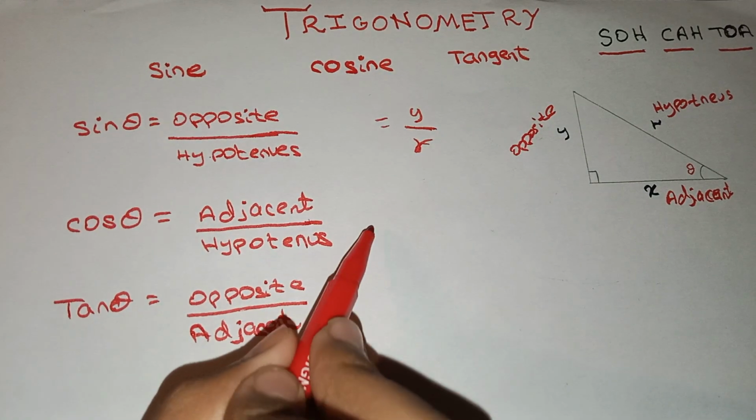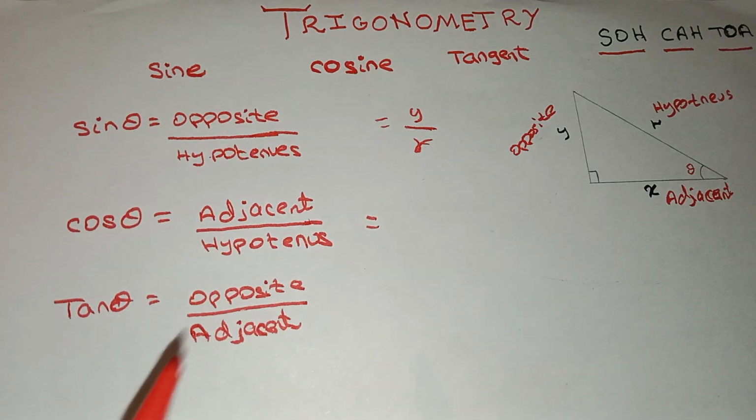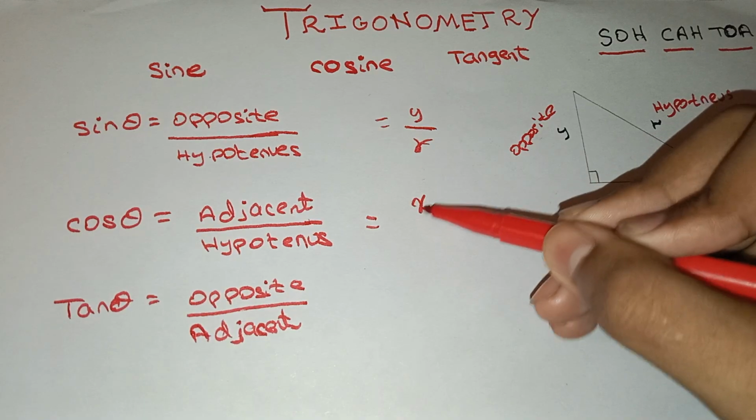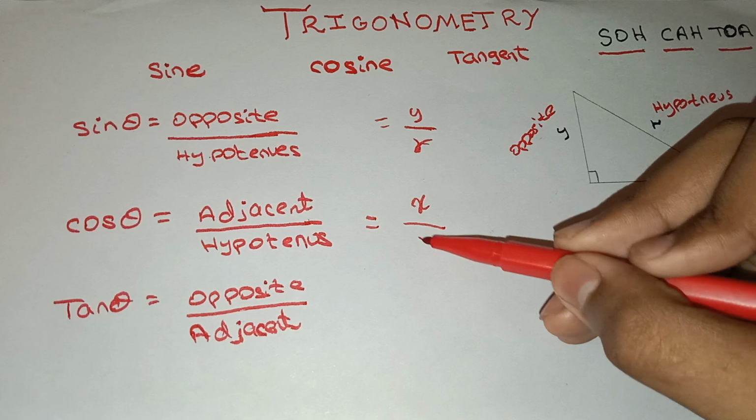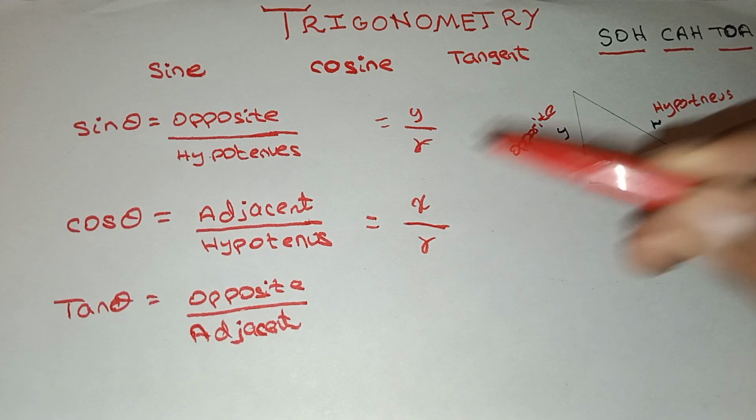Now let's move on to cosine. Cosine is x upon hypotenuse, which is r. So x upon r.